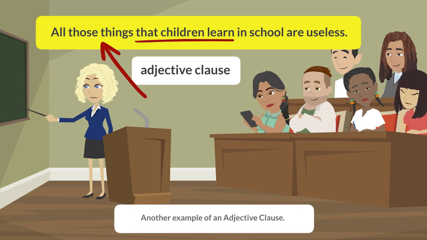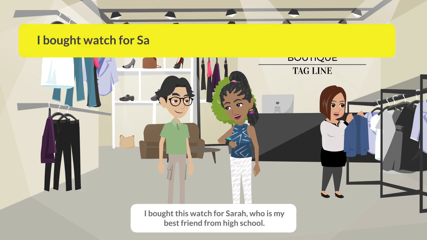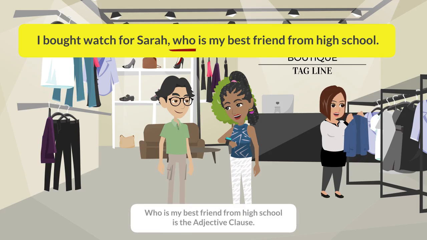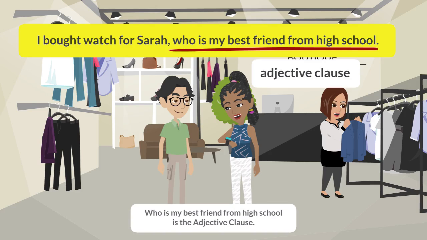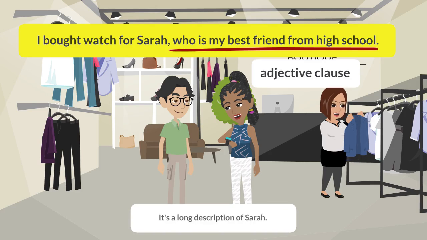Another example of an adjective clause. I bought this watch for Sarah, who is my best friend from high school. Who is my best friend from high school is the adjective clause. It's a long description of Sarah.